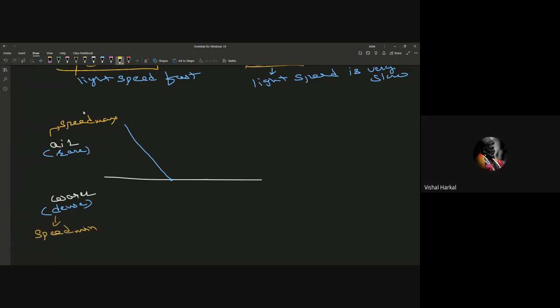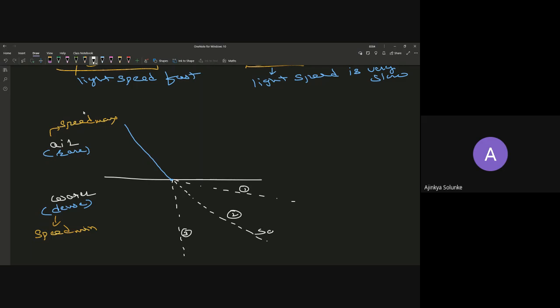Now it has three paths. This is the straight one, the first one, this is the second one, and this is the third one. Can you guess which of these three paths will be taken by light? Two. Two means that the speed is not changing. Do you think the speed is not changing if it is going from air to water?